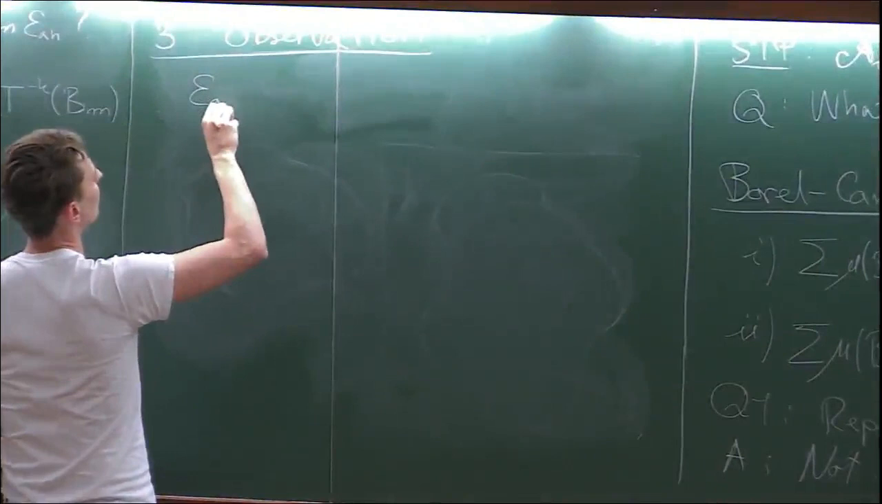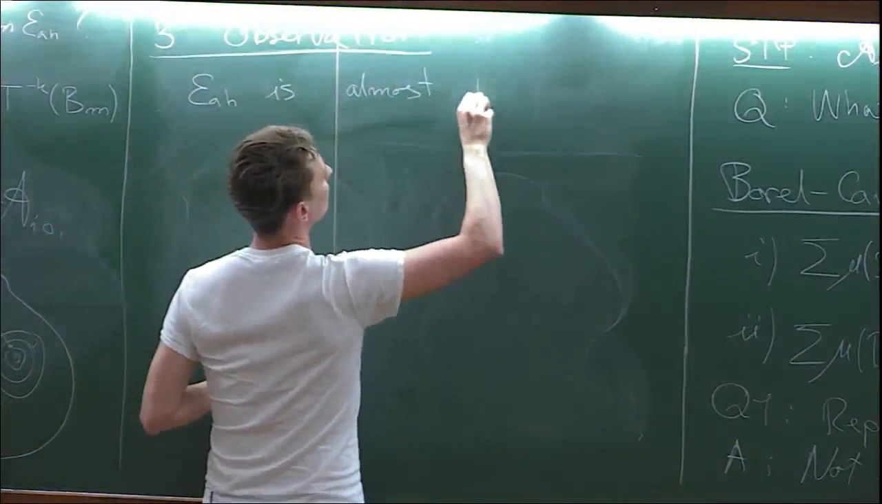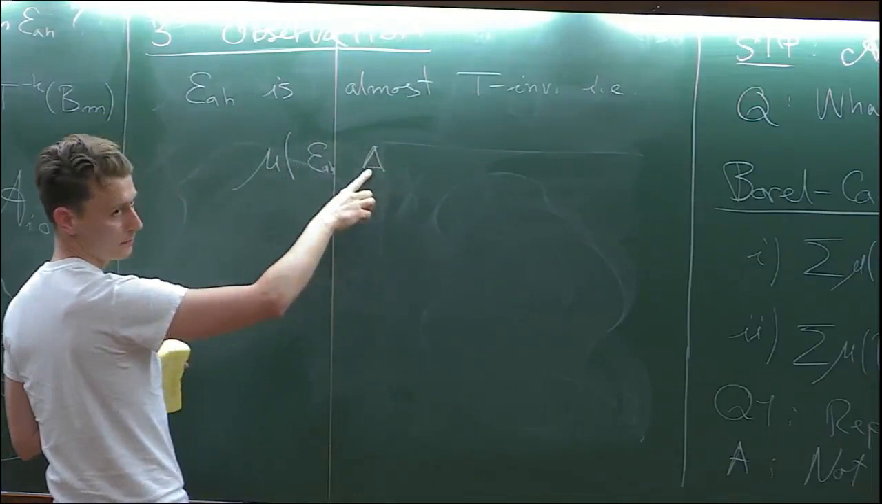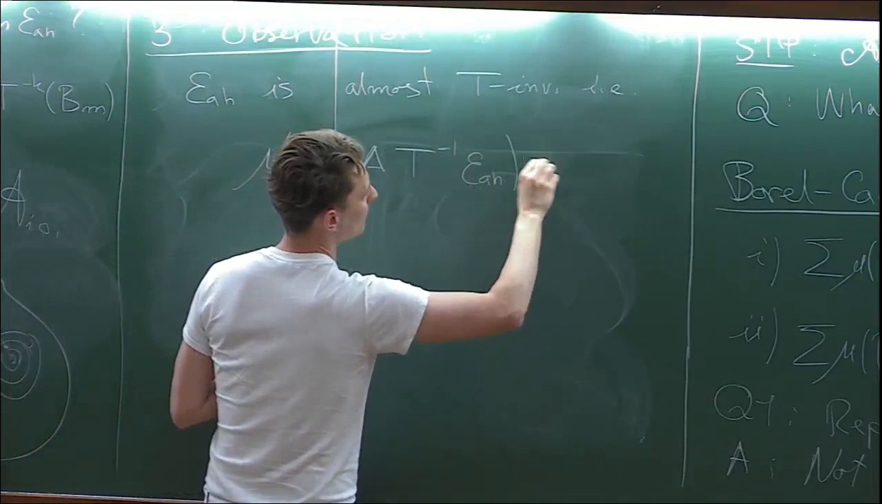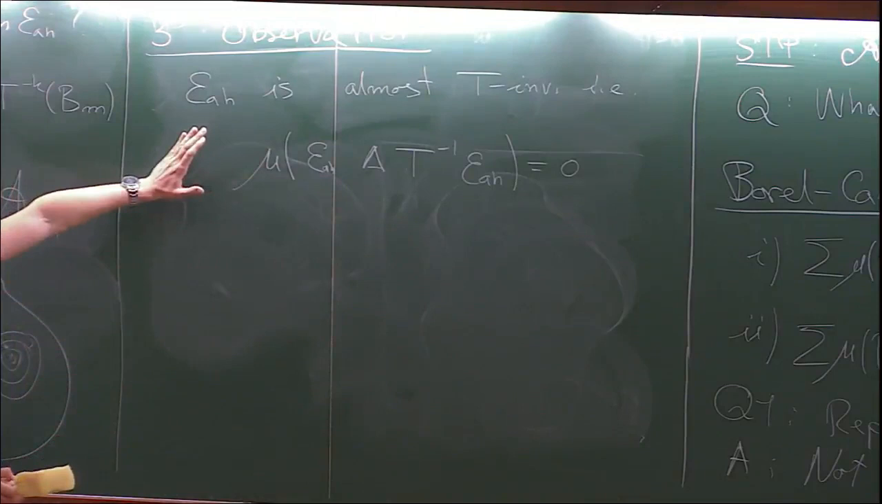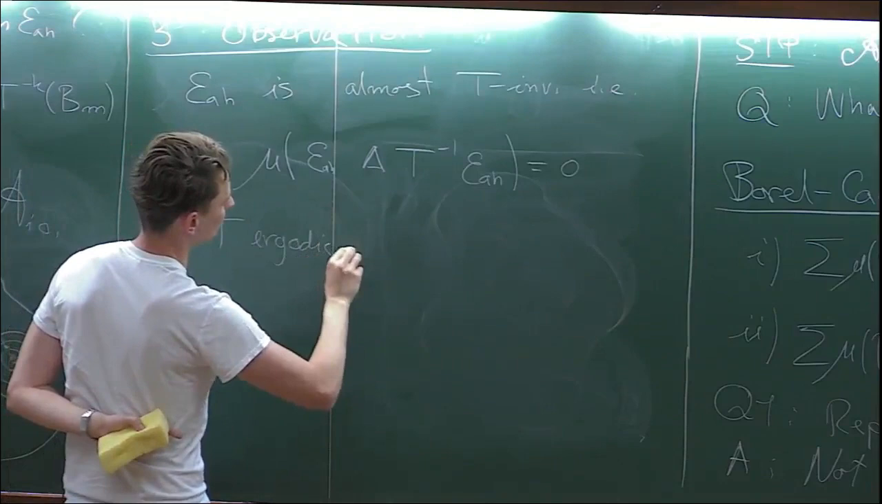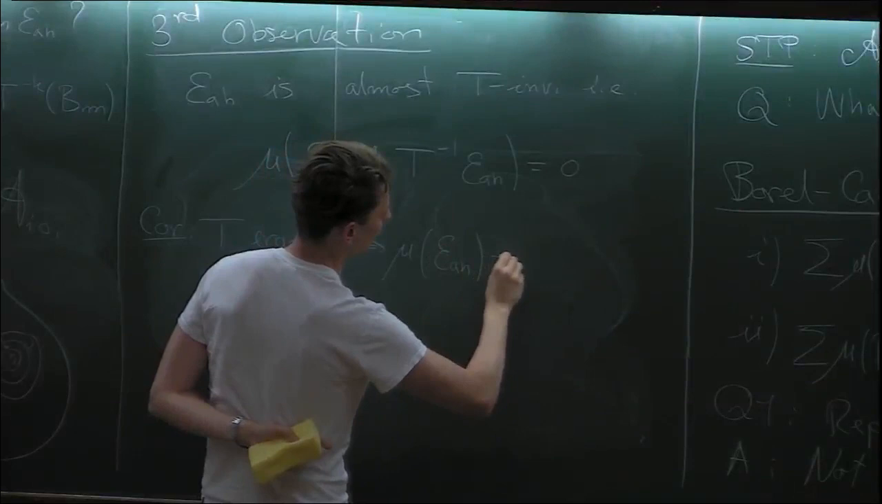And that is that the set of eventually always hitting points is almost T invariant, by which I mean that if we take the symmetric set difference of the set of eventually always hitting points with its pre-image, and we measure it, we get zero. Okay? This requires a small proof, but it's really five lines. And this has a small corollary that if T is ergodic, then the measure of eventually always hitting is zero or one.